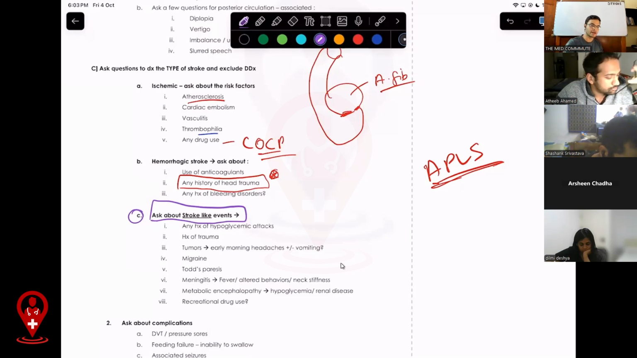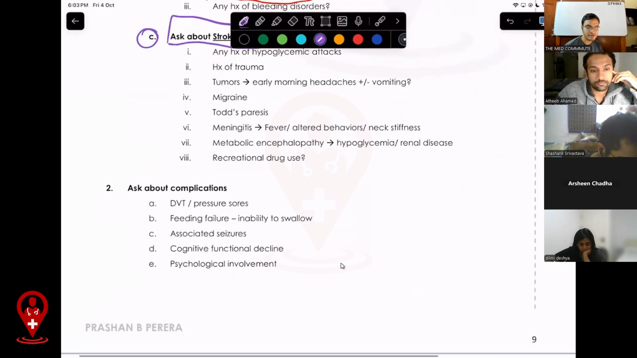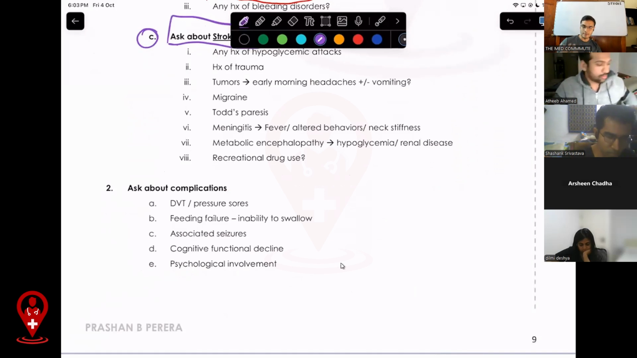Then coming to the complications. You have to ask a few questions about what has happened to the patient because of the stroke. Here we ask about what we call pressure sores or DVT. If he's having hemiplegia, he'll be in bed most of the time. When they're bedbound, they can have pressure sores, and when they're bedbound and not moving, the other thing is DVT. So you have to watch out for those.